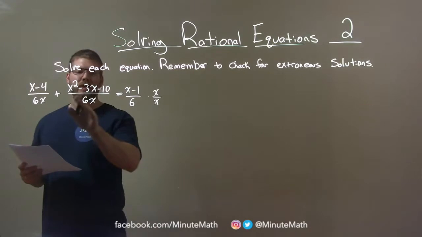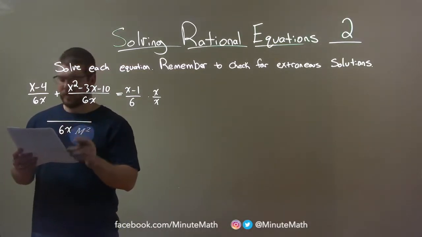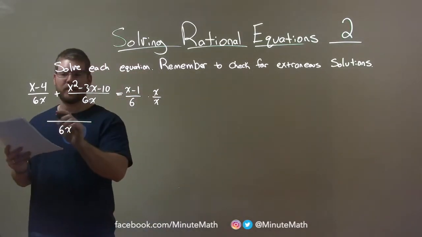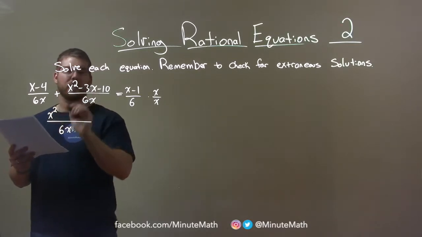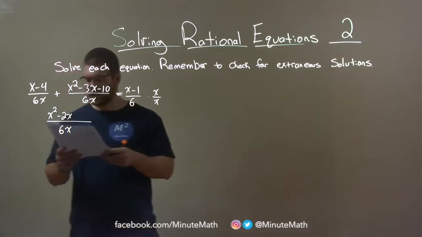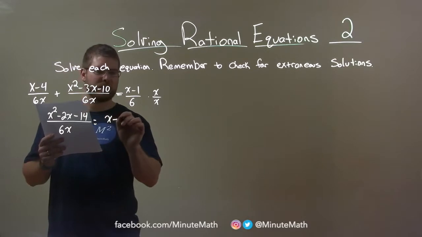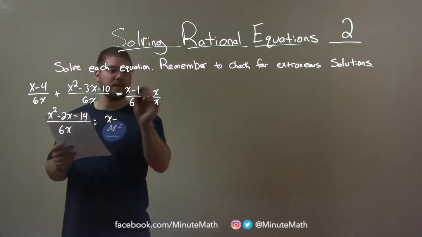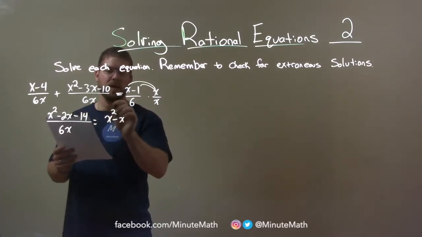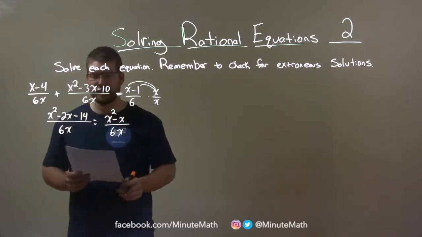Okay. Left-hand side, same denominator. Let's add them together. Combine, we get a 6x in the denominator. In our numerator, we'll add our like terms. No x squared there. Negative 3x and a positive 1x is a minus 2x. Negative 4 and negative 10 is a negative 14. Here we have x minus 1, and actually we're distributing it, so x times x is x squared, and x times 1 is an x. X squared minus x, all over 6 times x, 6x.